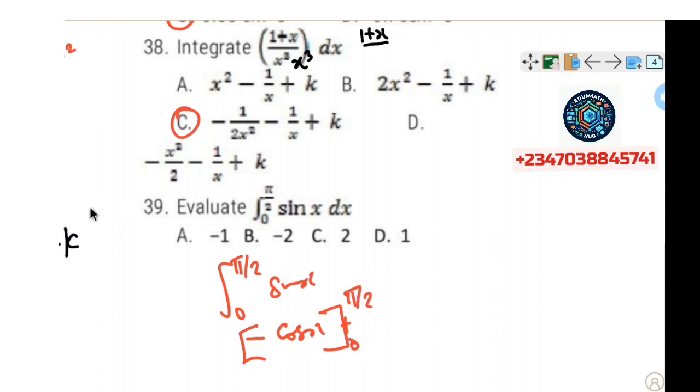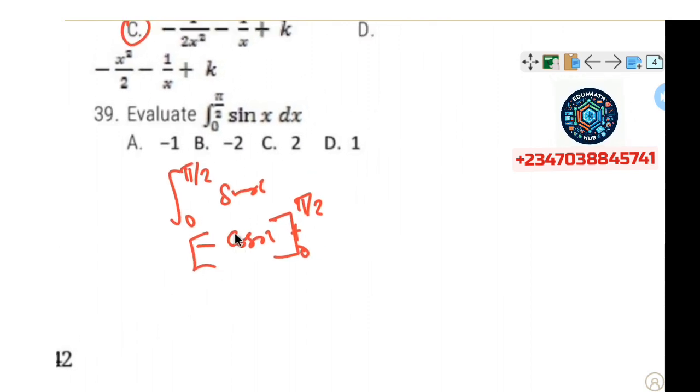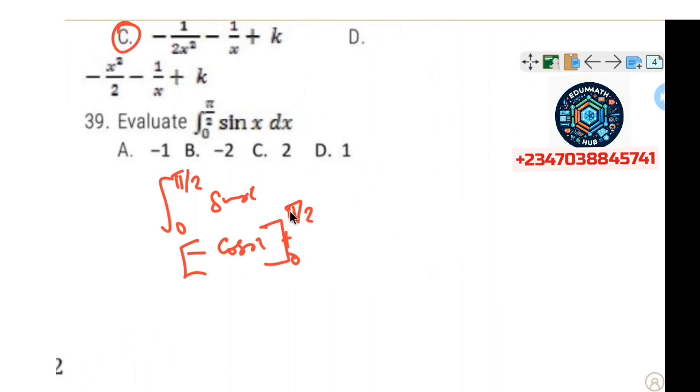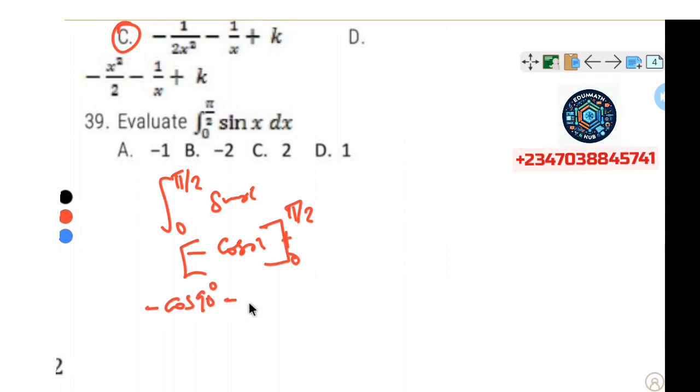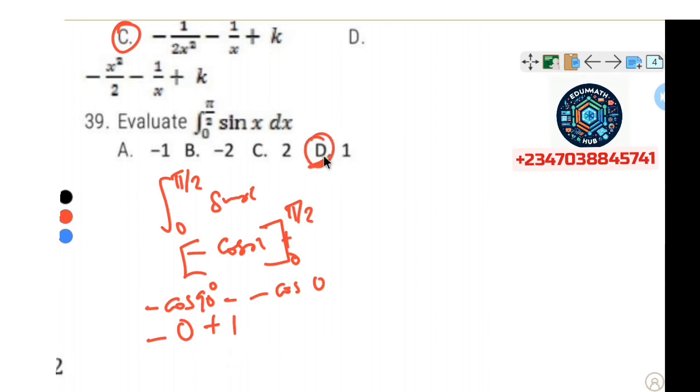Don't forget, pi over 2 is the same thing as 90, because pi is 180. So 180 divided by 2 will give you 90. So pi over 2 is 90 degrees. So at the end of the day, you have minus cos 90 degrees minus cos 0. Okay, because you have to introduce the two limits. So cos 90 is 0. So this is minus 0 plus cos 0 is 1. So at the end of the day, you have 1 minus 0, which is 1. So this is the answer here.